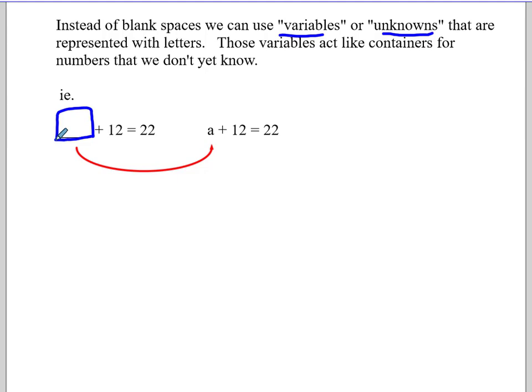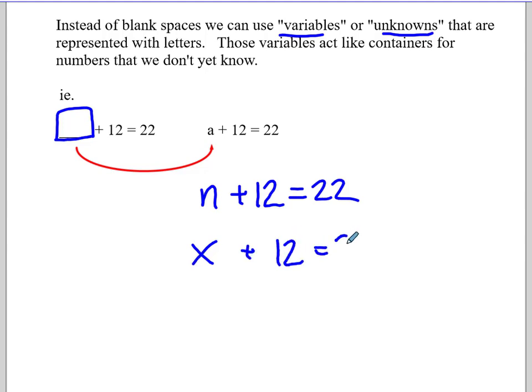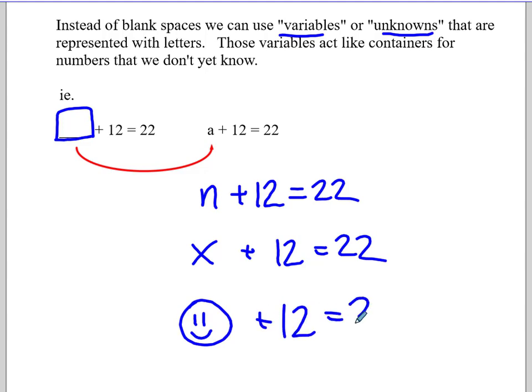So this question here is something plus 12 is 22. In high school, we tend to write it A plus 12 equals 22, or N plus 12 equals 22, or X plus 12 equals 22. The letter doesn't matter. It's just a symbol to represent a container for holding some number. If you really wanted to, you could do this: smiley face plus 12 equals 22.